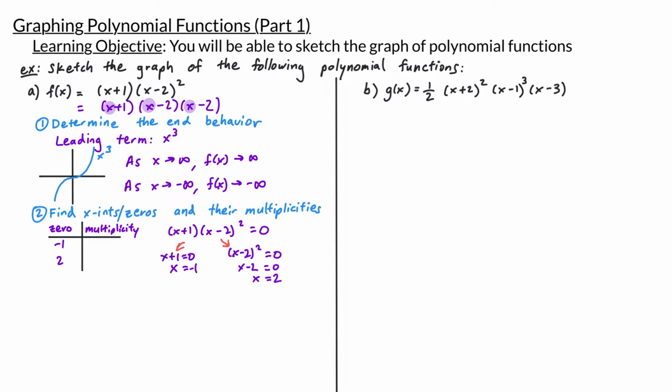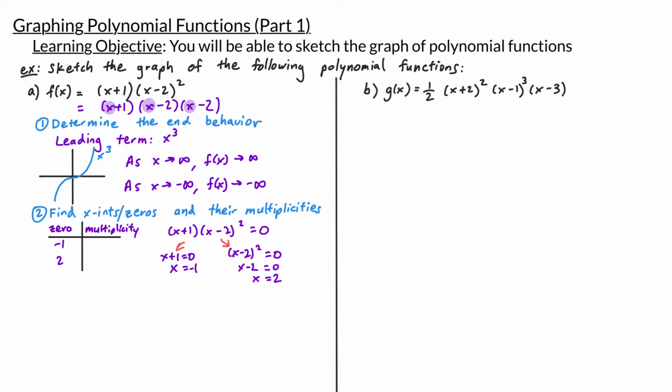We could have also determined these zeros just by using the factor theorem. Remember that the factor theorem tells us that if a polynomial function has a factor of x minus some number, then that number is a zero of your function. So we see here in our function that we have a factor of x minus 2. That's why 2 is one of our zeros. And we also have a factor of x plus 1, which we can think of as x minus negative 1. That's why negative 1 is the other zero.